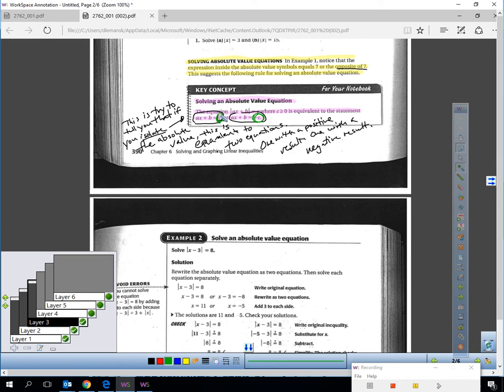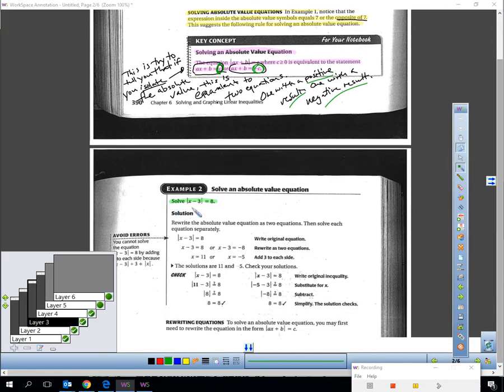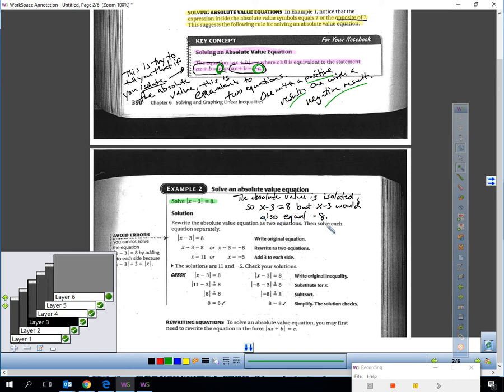So if you have an absolute value equation, you can rewrite it into two different equations that do not have absolute values in them. One would have a positive result, and the other would have a negative result. Let's look at that down here. They want us to solve the absolute value of x minus 3 equals 8. Since the absolute value is isolated already, x minus 3 would have to equal 8, but x minus 3 would also equal -8.